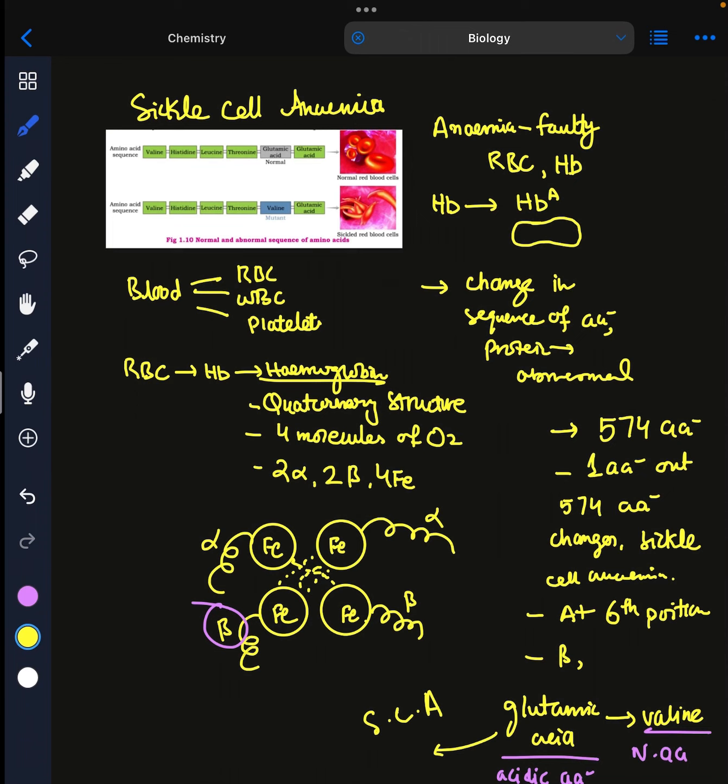So hemoglobin with glutamic acid is normal, but with valine at the sixth position on the beta chain causes sickle cell anemia. Now a normal hemoglobin is represented by HB with a capital A, but a sickle cell hemoglobin is represented as HBS.